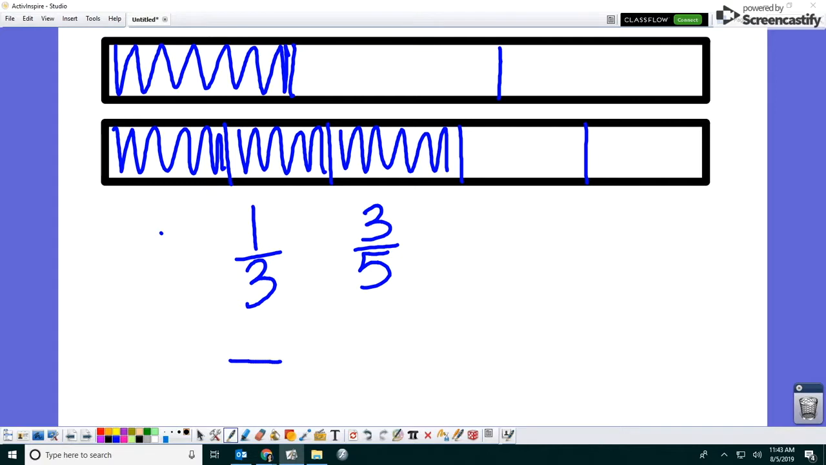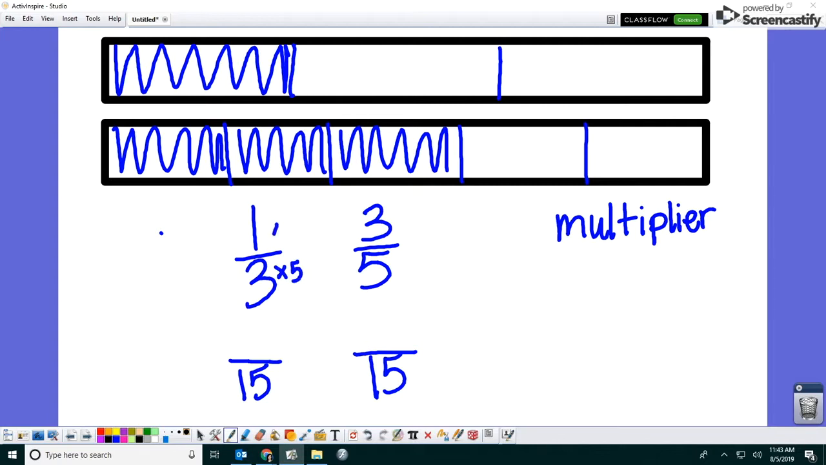So I'm going to make 2 new fractions right here, and I'm going to use a multiplier. Remember that last video tutorial? I'm going to use a multiplier to come up with a common denominator. In this case, the common denominator I'm going to use is 15. So my multiplier over here is going to be 5, because 3 times 5 is 15, so that means my numerator is 5. And on this fraction, I'm going to use a multiplier of 3.